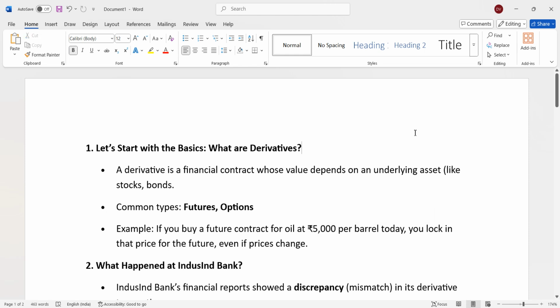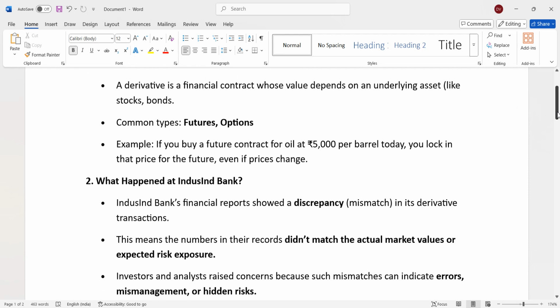You don't have that big an amount to take the complete shares. You have a small amount and you have strong conviction about it, so you are investing in derivatives. So this is called derivatives.